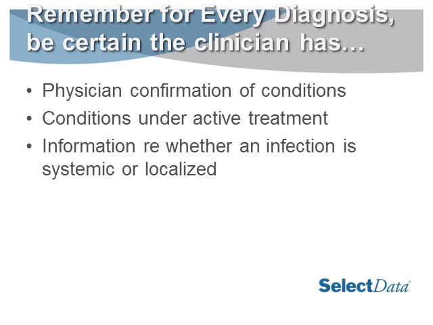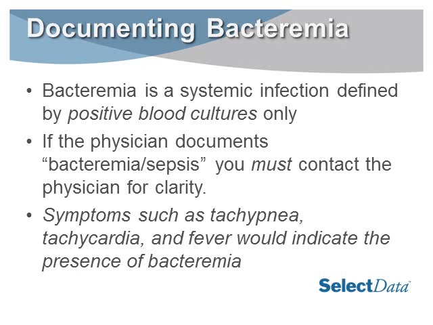Now, as with every diagnosis, you need to remember that you have to be certain that the clinician has physician confirmation of the conditions being addressed, that the conditions are under active treatment, and information regarding whether an infection is systemic or localized. Now, when you're documenting bacteremia, bacteremia is a systemic infection defined by positive blood cultures only. If the physician documents bacteremia versus sepsis, you must contact the physician for clarity. Symptoms such as tachypnea, tachycardia, and fever would indicate the presence of bacteremia in your patient.